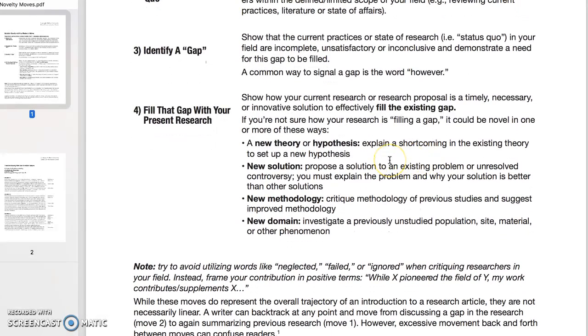So it could be a new theory or hypothesis, and this could mean explaining a shortcoming in the existing theory to set up a new hypothesis completely. Or is it a new solution, proposing a solution to an existing problem or unresolved controversy? And in this, you have to explain the problem and make sure that is known and why your solution is better when compared to the other solutions that are already out there.